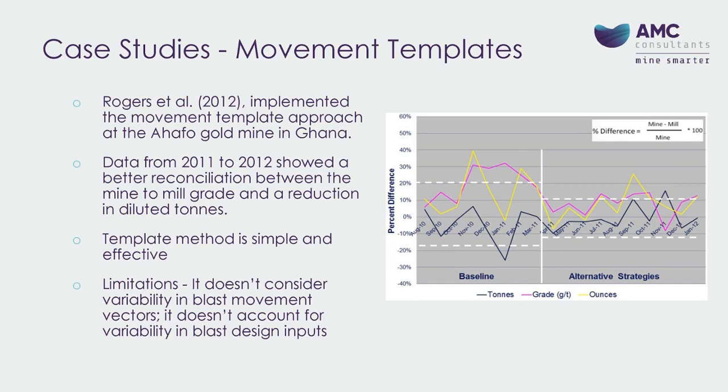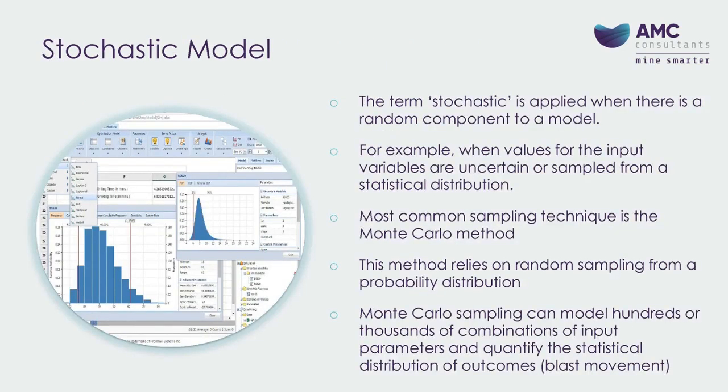So the template method is quite a simple and effective method, and it can use previous measurements to predict what's going to happen next, with the assumption that things aren't going to change. So your rock type hasn't changed significantly, your blast design parameters aren't going to change, your powder factor, the way you initiate the blast is more or less the same as the previous.